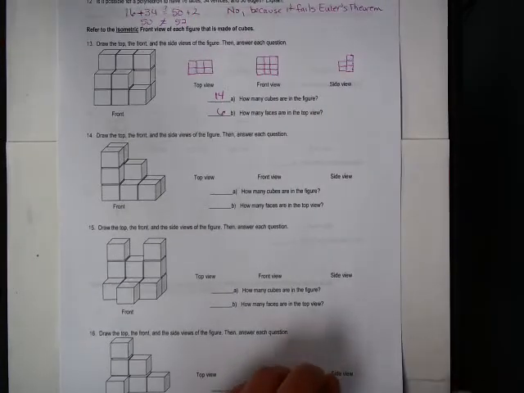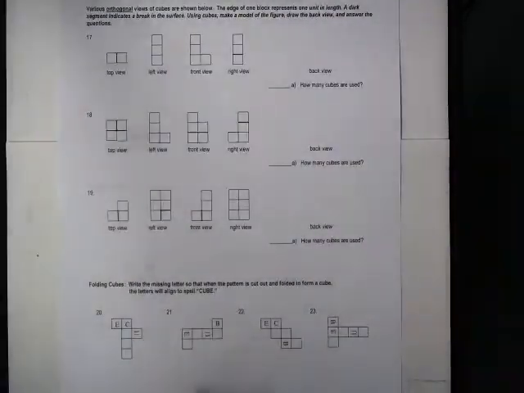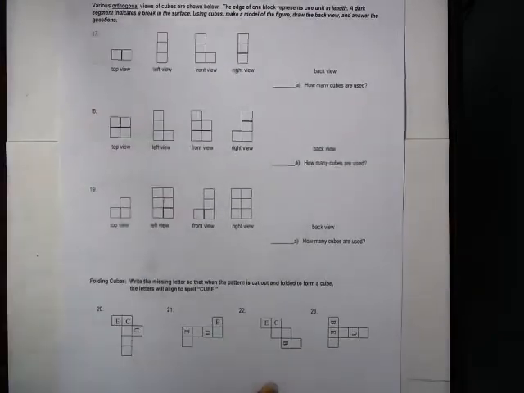Okay, so what you're going to do is for 14 through 16, you're going to draw the top, front, and side views, and then you're going to answer the questions. All right, folks, this is page 4. So you're going to do the rest of this for your check for understanding, and you're going to bring it in.